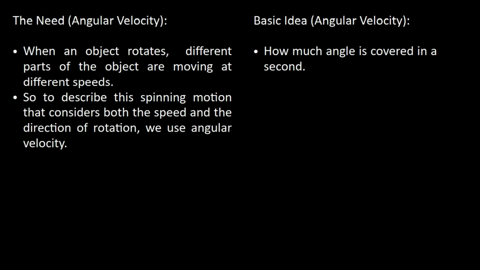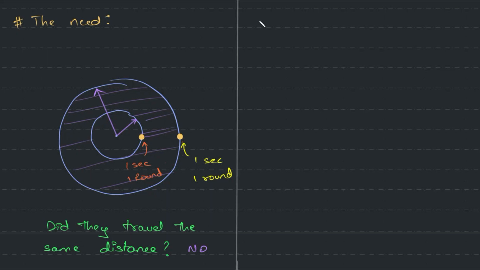Right? So when an object rotates, different parts of the object are moving at different speeds. So to describe this spinning motion that considers both the speed and the direction of rotation, we make use of angular velocity. So angular velocity is nothing but how much angle is covered in a second. There is a parallel between your linear motion and angular stuff. So angular velocity has to do with how much angle is covered per second. So let me show, now we are comparing.